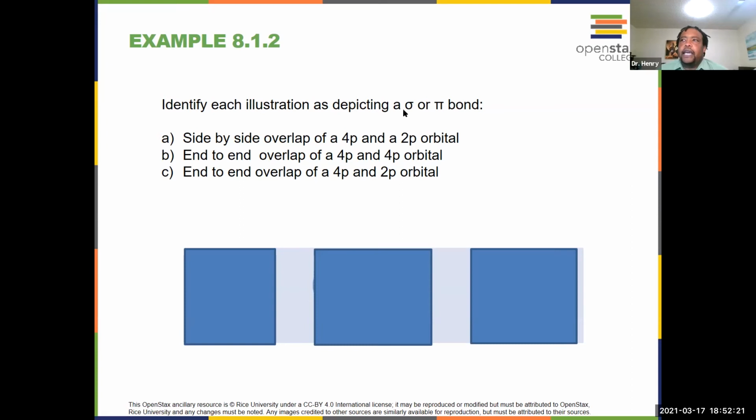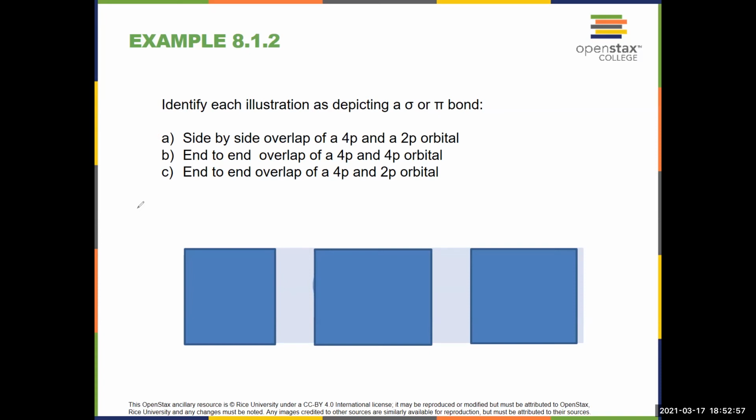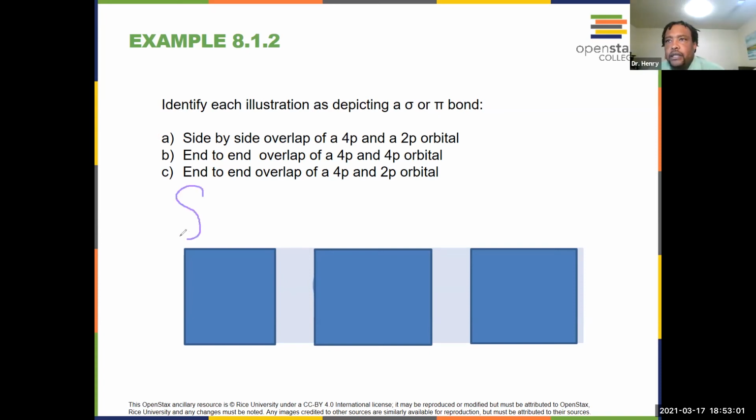Identify the illustration that depicts a pi or sigma bond. First we kind of have to draw it out. So we have a side-by-side 4p, 2p orbital overlapping. What is going to be the difference between the 4p and the 2p? The 4p is going to be bigger. So we're going to have something like this. Here's our 4p, and then this guy is our 2p.